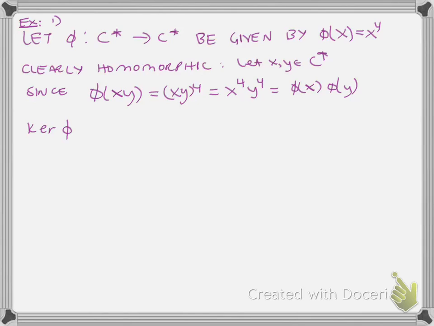In this example, the kernel of phi is going to be all x values such that x to the fourth, since we're talking about multiplication, the identity is 1. So we want all elements that will map to 1. Take a minute and think about that. Remember, we're on the complex plane. And so because of that, you should have received 1, -1, i, and -i.